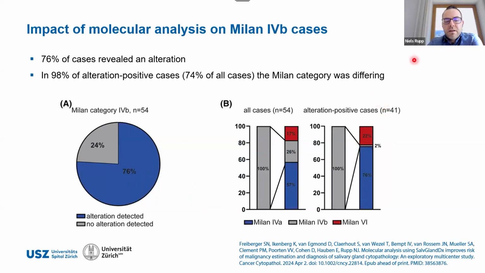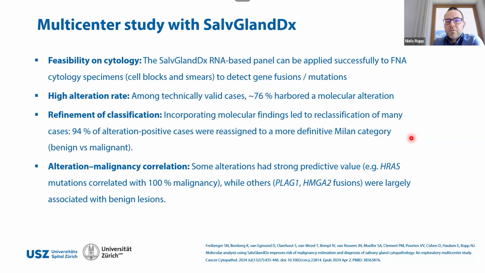Then here you can see in particular the difficult category 4B. This is what we found in this group. In 76% of the cases, we found an alteration. And in almost all alteration positive cases, we were able to redefine it to either 4A, benign, or to 6, malignant. There was only one case here with a very specific and unusual fusion, which we did not redefine due to this specific fusion. So to sum up our study, we could show that it's feasible to do on cytology.